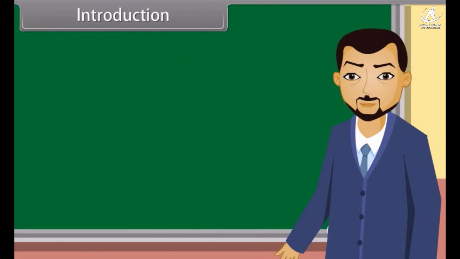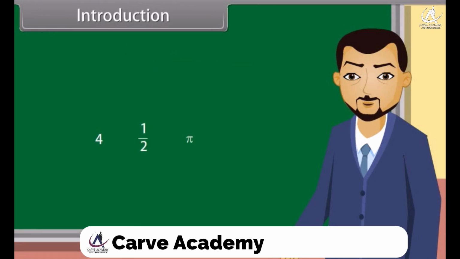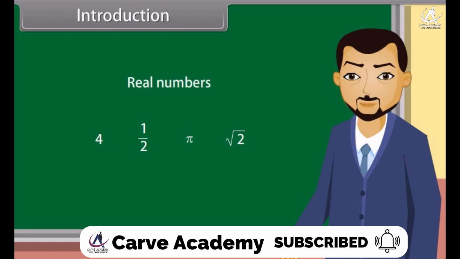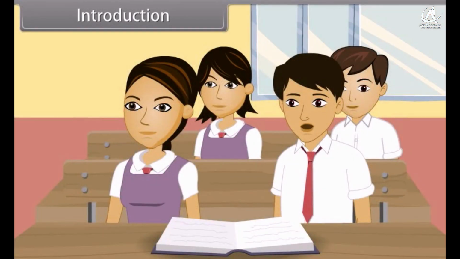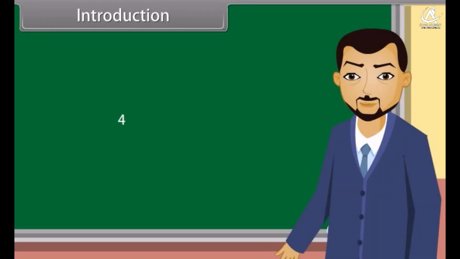Introduction. Look at these numbers. Do you know what we call these numbers? These are the real numbers. Teacher, is an irrational number also a real number? Yes, an irrational number is also a real number. A rational number or an irrational number is called a real number.